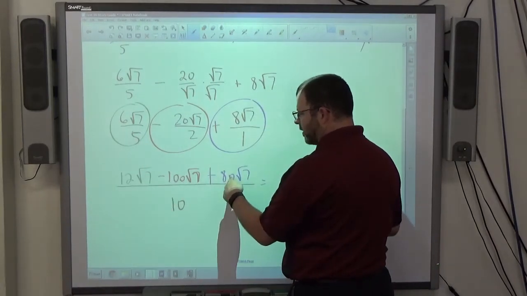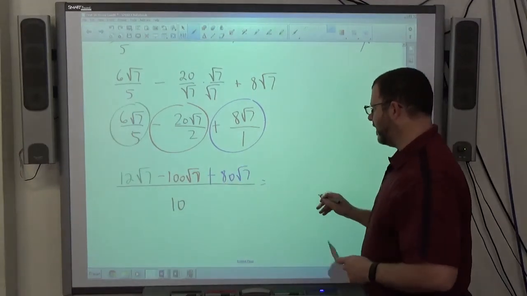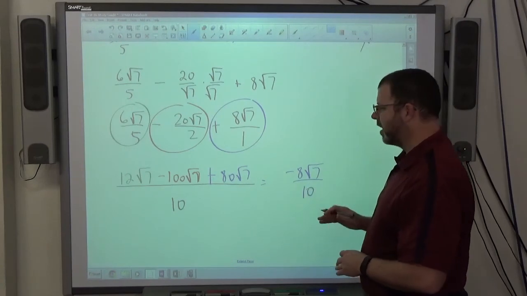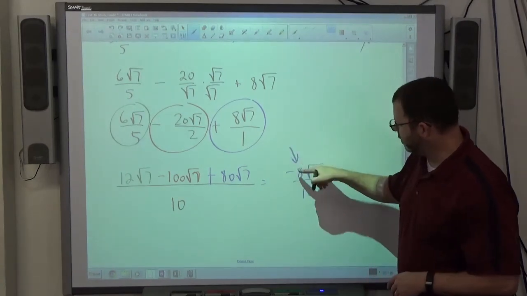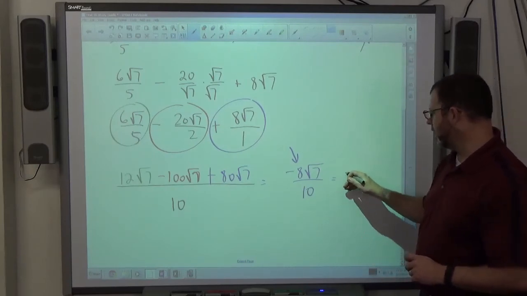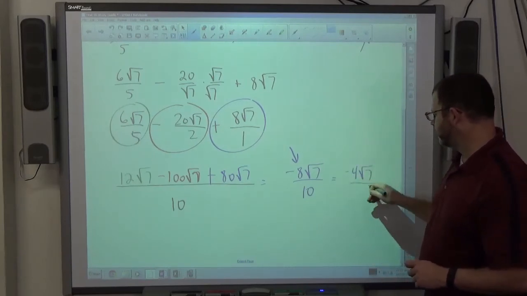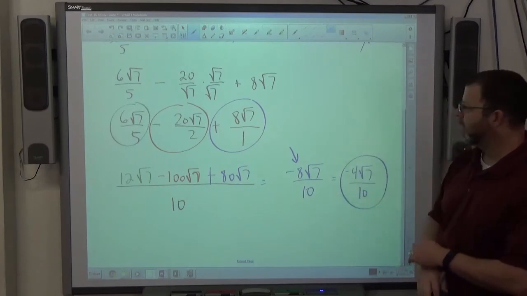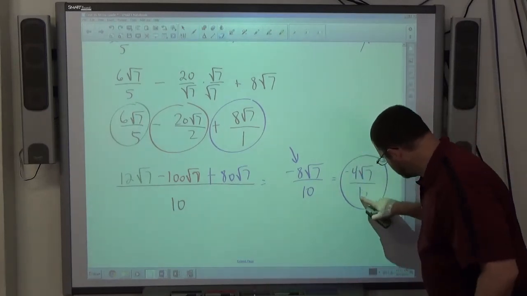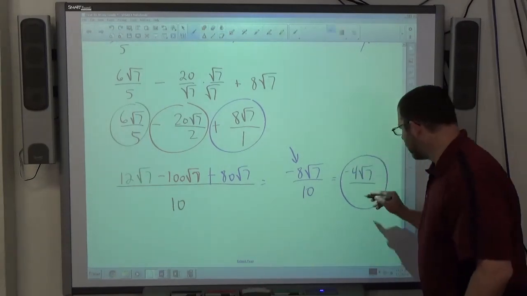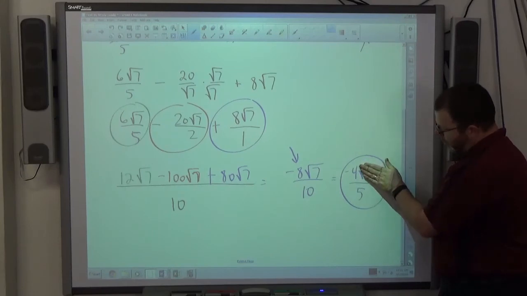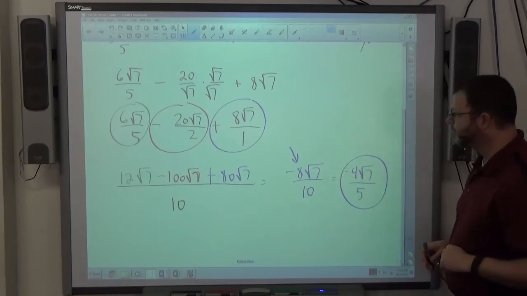12 plus 80 is 92, minus 100 is negative 8. And that's exactly the right answer. Do notice that the fraction reduces by 2, so we're going to get negative 4 times the square root of 7 over 10. Can that be the right answer? Oh, I'm doing this better. 4 times the square root of 7 over 5. Reduce both top and bottom by 2. The radical does not get involved in the reduction.